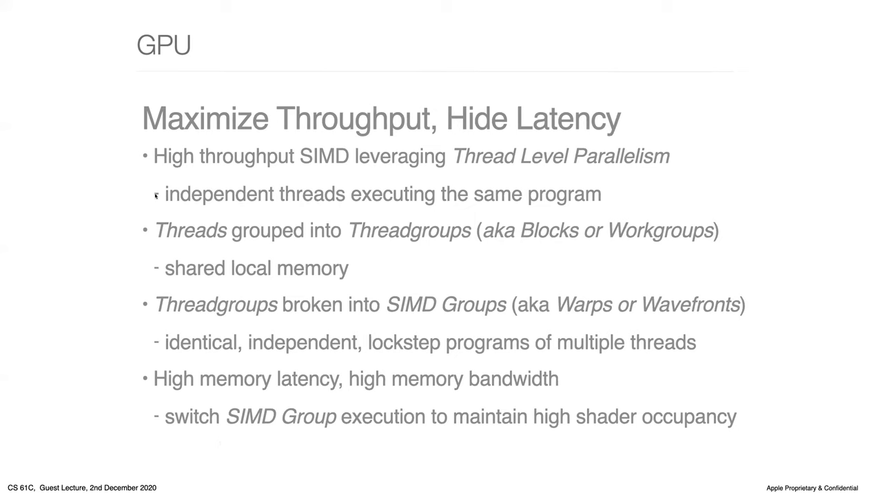So, maximizing throughput, hiding latency. We've talked about throughput. We want to use these execution units that we have as much as possible. Many of you may have heard about something called SIMD. SIMD is a very important concept in parallel programming. It stands for single instruction, multiple data. What that means is that you have one set of instructions that you're going to execute across a large data set.